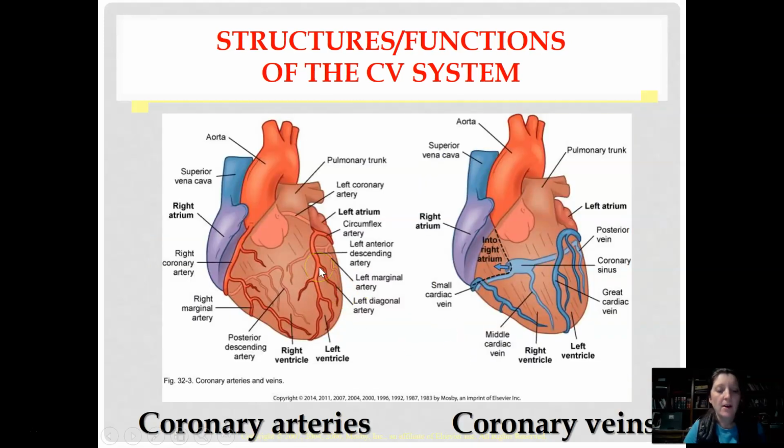And then the heart muscle itself needs blood flow. So there are arteries on the surface of the heart called coronary arteries, and they feed the heart muscle. They bring oxygen and nutrients to that heart muscle. And then, of course, we have coronary veins as well that take all the waste products back into the circulation. They take them right into the right atrium and join the deoxygenated blood from the rest of the body.